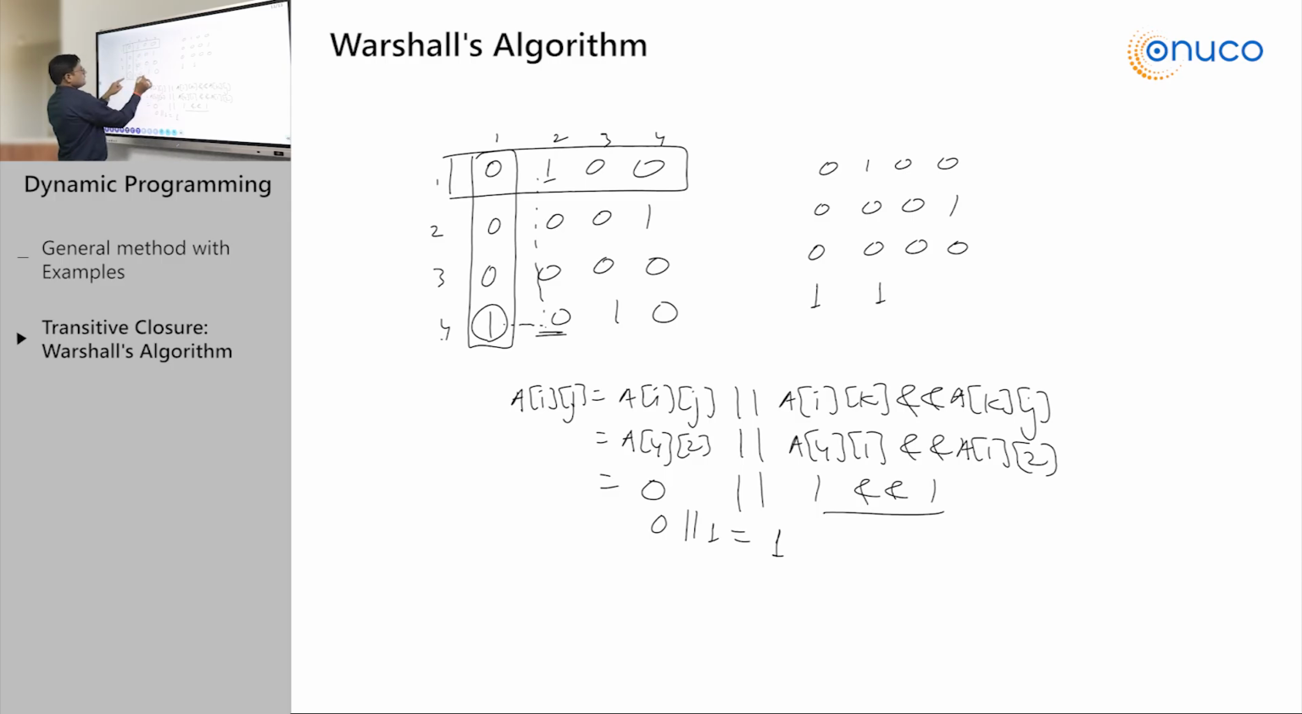Remaining all, we will check for these positions. This input is 0, this is 1, so it remains 1 because it was originally 1. For this position, this input is 1, this input is 0. So 0 and 1 remains 0. So no change. So this part we get after k is equal to 1. This is the output after k is equal to 1. This is the transitive closure after k is equal to 1.